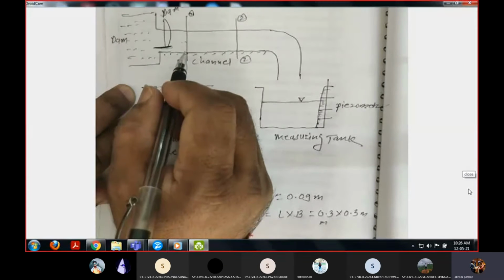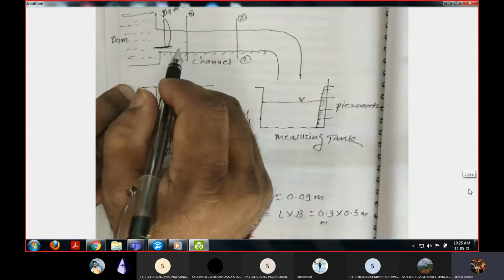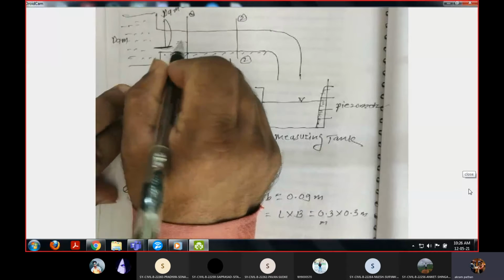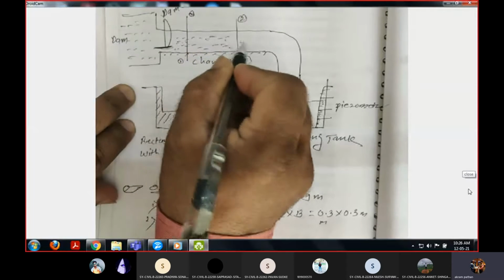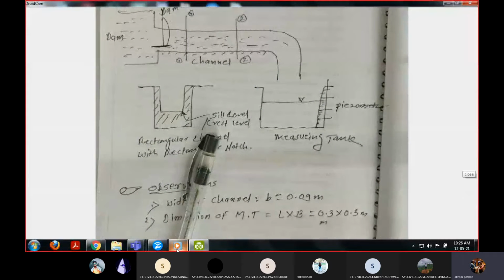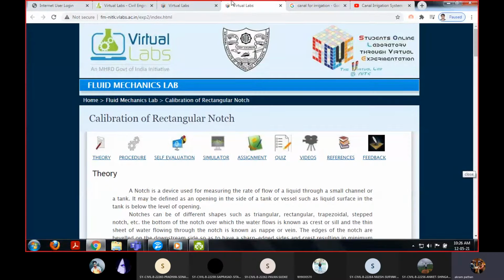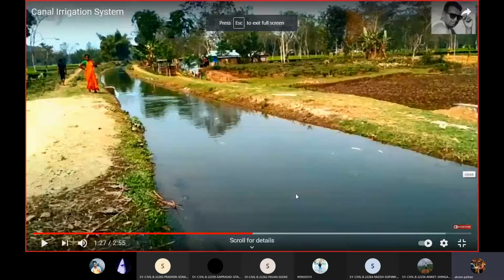For example, if you want to irrigate a 10,000 hectare field, we have to open accordingly and release the discharge. So now the discharge is released through the channel. The water is now flowing through the channel. In case of this particular video, by opening the gate we have to supply the water in this way.